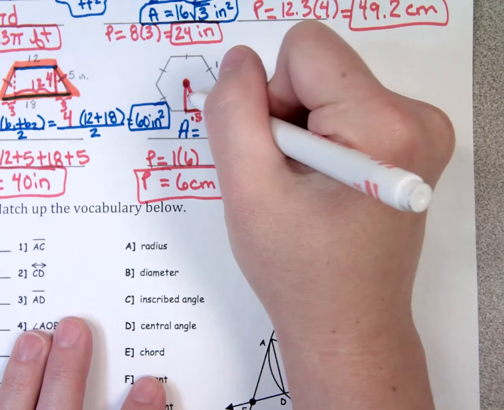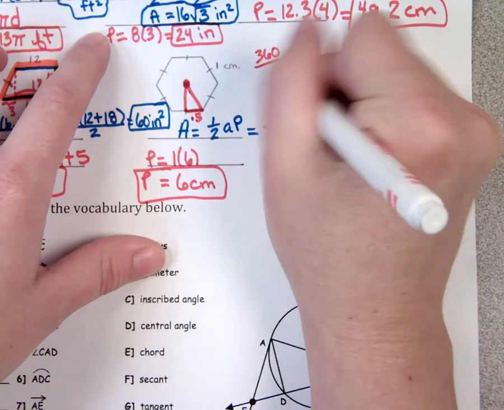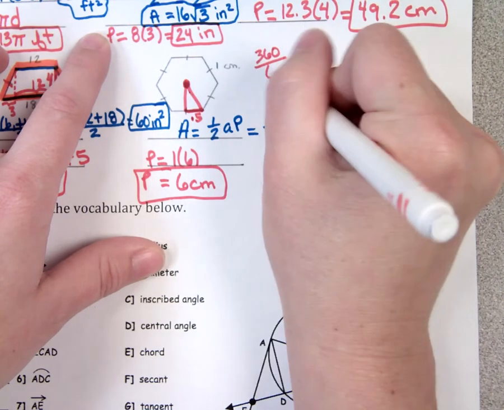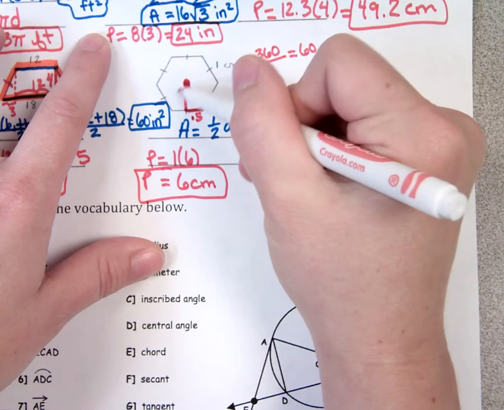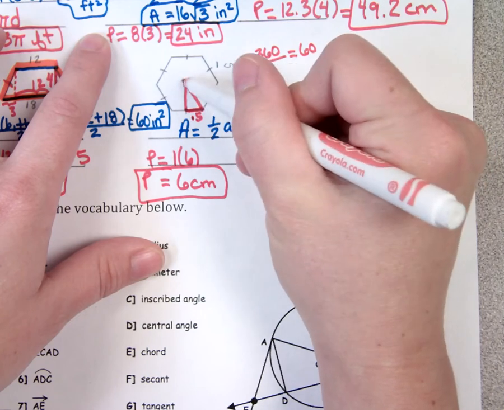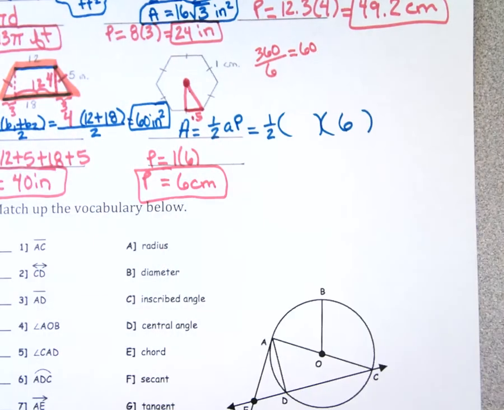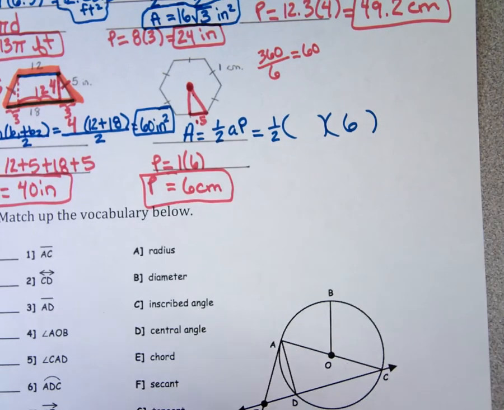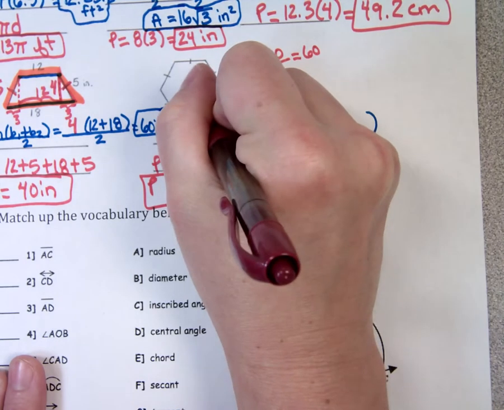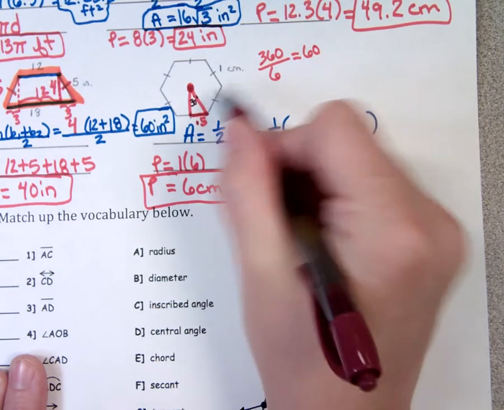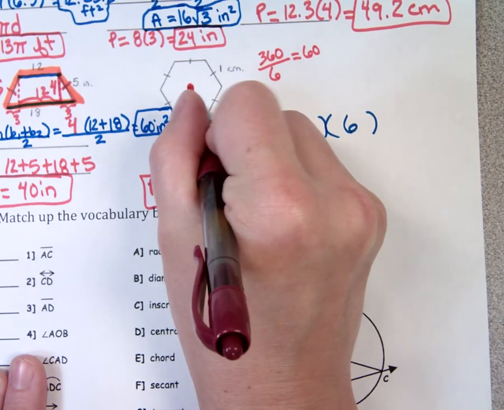Okay, now I need to know what angle that is. So this is where you take 360 and you divide by the number of sides, which is 6. When you do that, you get 60. So the central angle, which is all of this right here, is 60 degrees. Well, the apothem splits that central angle in half, so that means that this is a 30-degree angle. So this angle right here is always half of the central angle. So if that one's 30 and this one's 90, this is our 60.